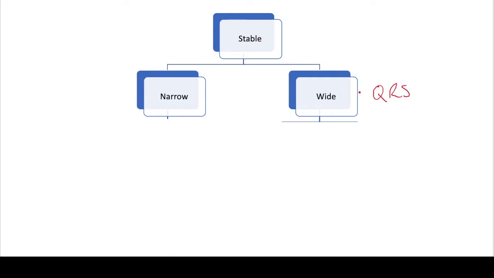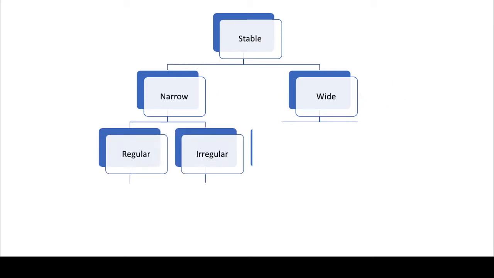So we're going to first start off on the left side here with stable narrow complex tachycardias. And narrow complex can be broken down into two other categories: regular and irregular. And this means the QRS complexes. So are they regularly spaced or are they irregularly spaced? The first one we're going to talk about are stable, narrow complex, regular tachycardias. And there's three that you should know. They're sinus tach, atrial tach, and SVTs.